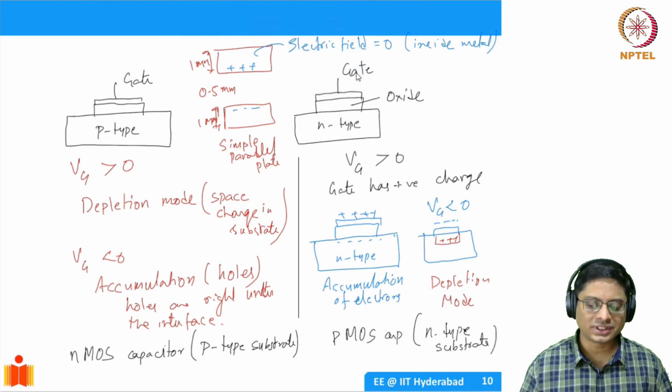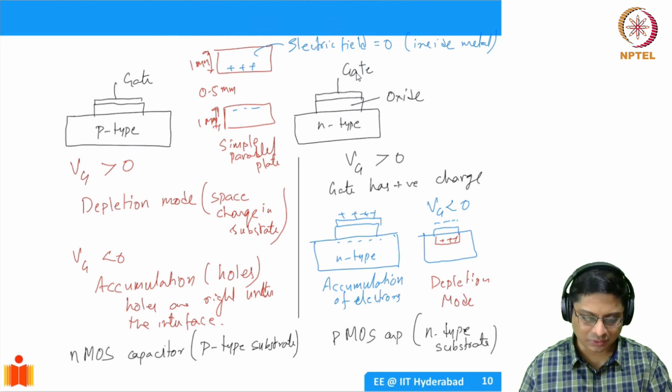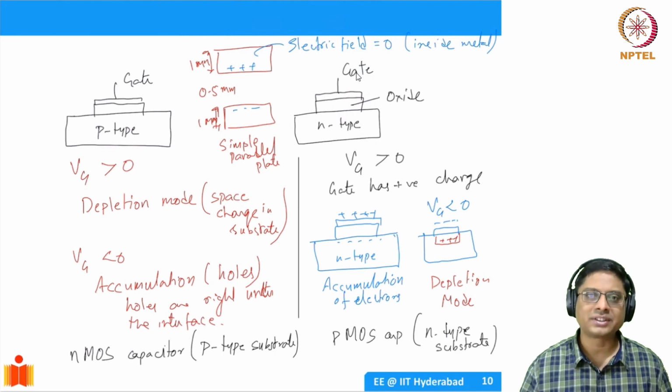Okay. So this is the simple picture of what's happening. Now we would like to understand a little bit more in depth. We will want to talk about band diagrams. I'll do that in the next video.